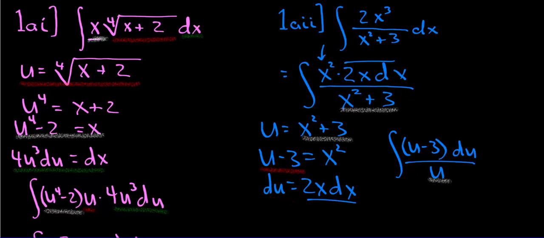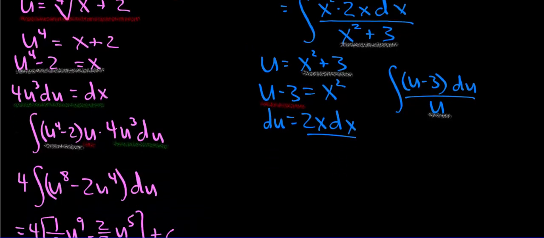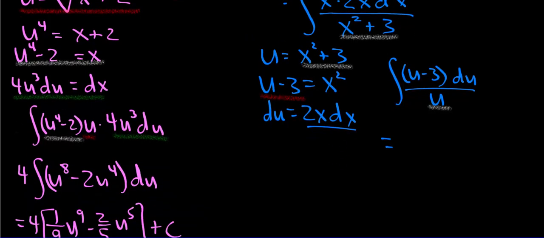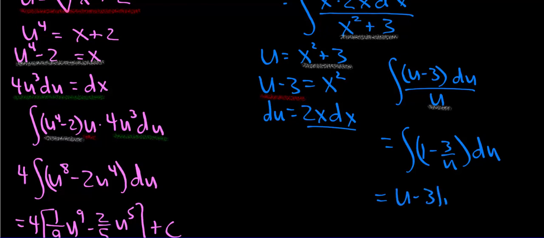Now it's just a matter of doing a little bit more work with this integral. We've got u over u, that's 1, minus 3 over u. See, I just took the u minus 3 and made it a numerator over u, and then minus 3 over u. And now here's what we've got. We've got u minus 3 log u plus c. And there we have it. So it worked out nicely when we made those substitutions.